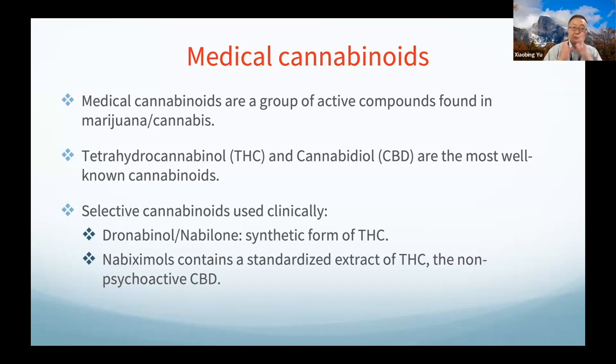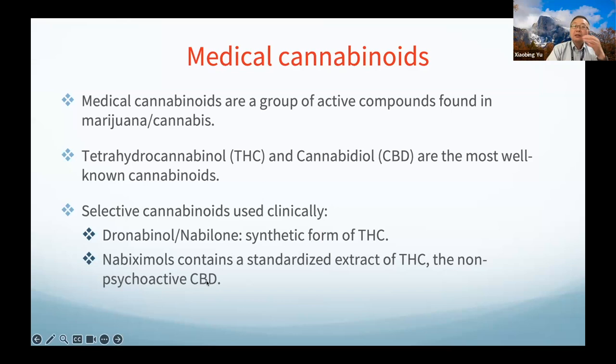The medical marijuana cannabinoids already approved by the FDA are mainly two components, which we call THC and CBD. Several of them are approved by the FDA in the United States and in Europe. For example, Dronabinol and Nabilone, the synthetic forms of THC, are mainly approved for cancer patients. And Nabiximols contains standardized extract THC and also the non-psychoactive CBD.